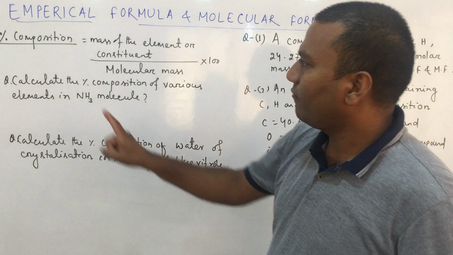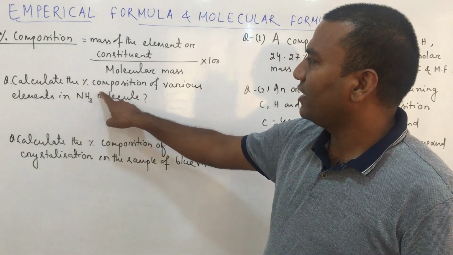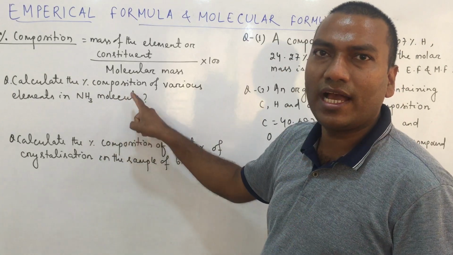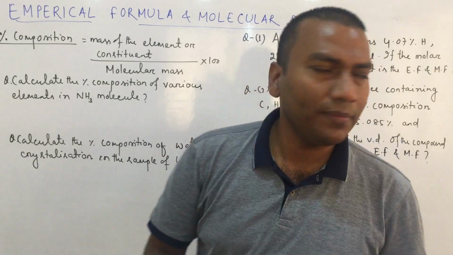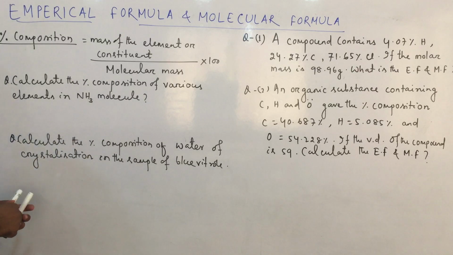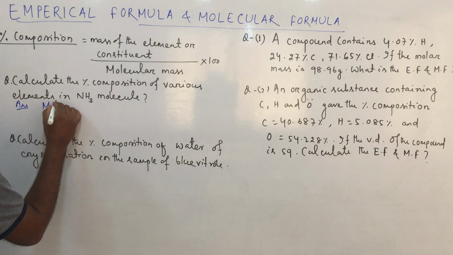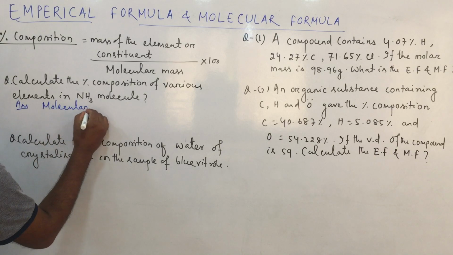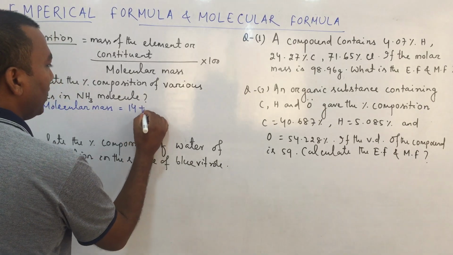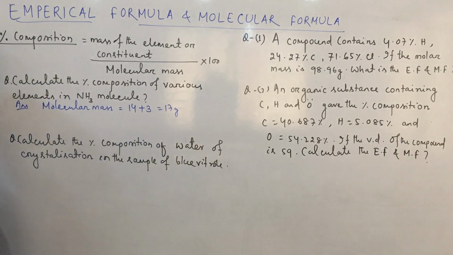So the first question we will solve. The question is: calculate the percentage composition of various elements present in an ammonia molecule. First we have to calculate the molecular mass of ammonia. Molecular mass equals nitrogen 14 and hydrogen 3, so equals 17 gram.